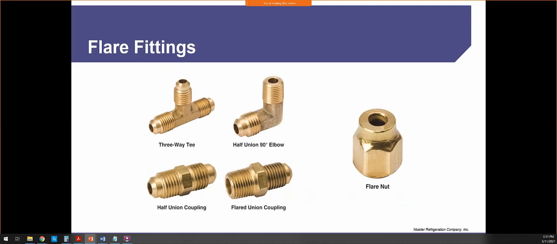These are our flare fittings. This is the flare nut I was talking about. The flare nut is going to go onto the copper tubing first. We make a flare. That flare is going to sit on this portion of this fitting. It's got a nice beveled shape to it, which matches that 45-degree angle of the flare. And then that nut comes on, tightens down, and we're able to make a nice connection.